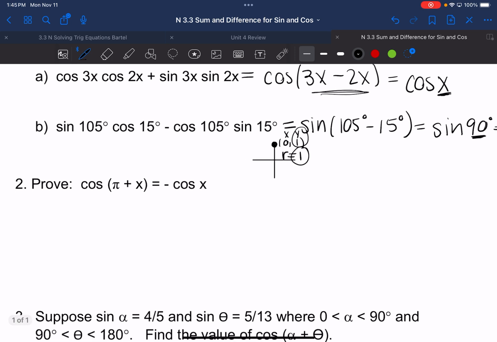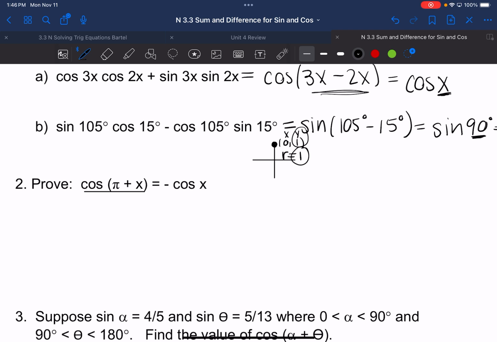Number 2 wants us to prove that cosine of pi plus x equals negative cosine of x. Well, that's like what we were doing on our notes and assignments last week, right? Where you make one side look like the other to prove something equals something else. Okay. Well, we've got cosine of pi plus x. Which rule would that be from our table? Or our box up there? 3. Okay. So let's rewrite that piece using that rule.